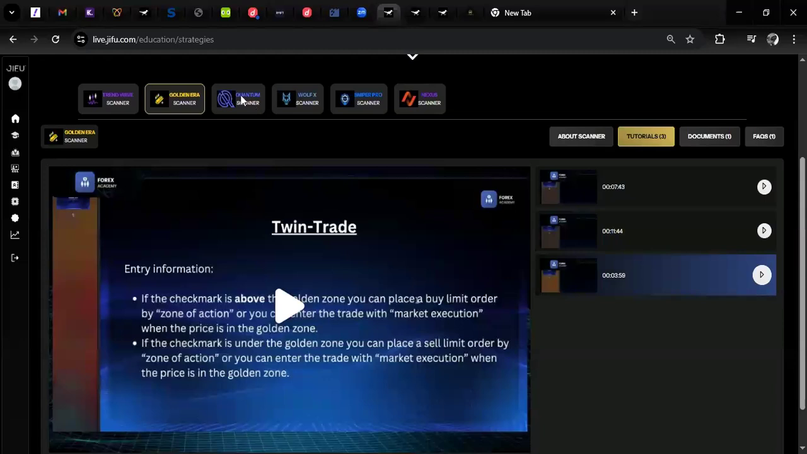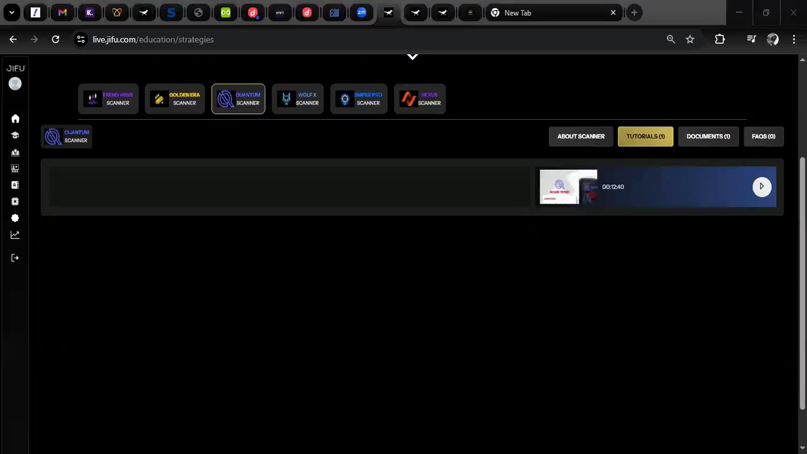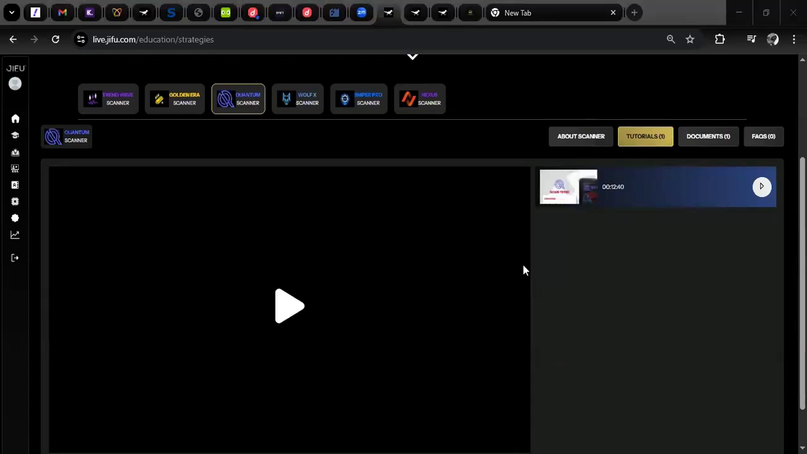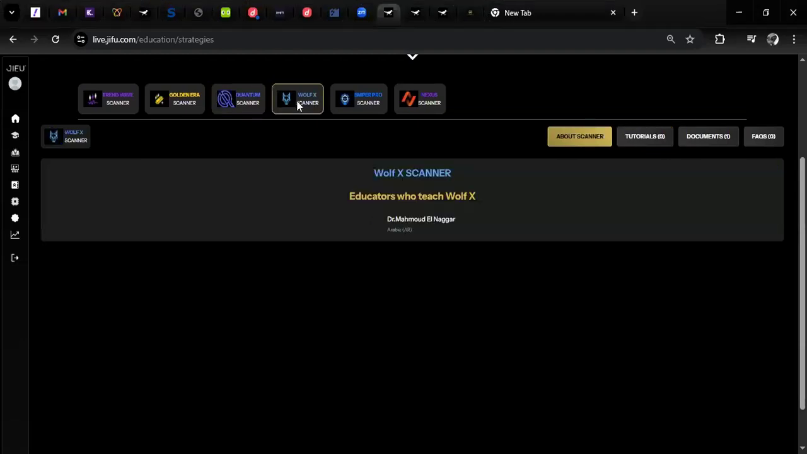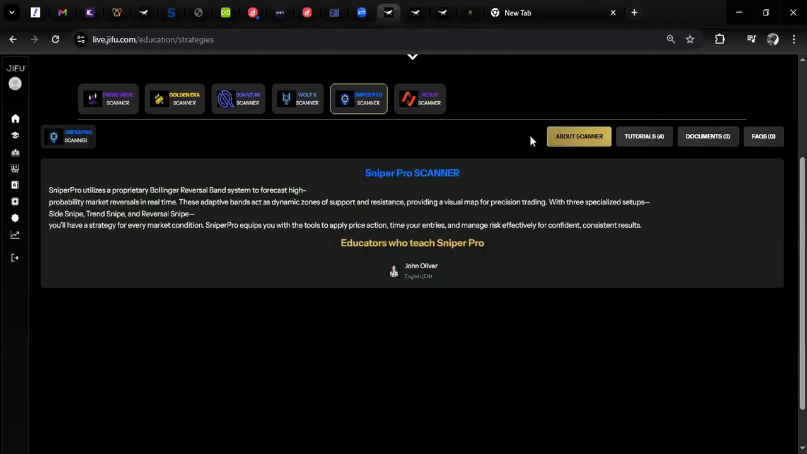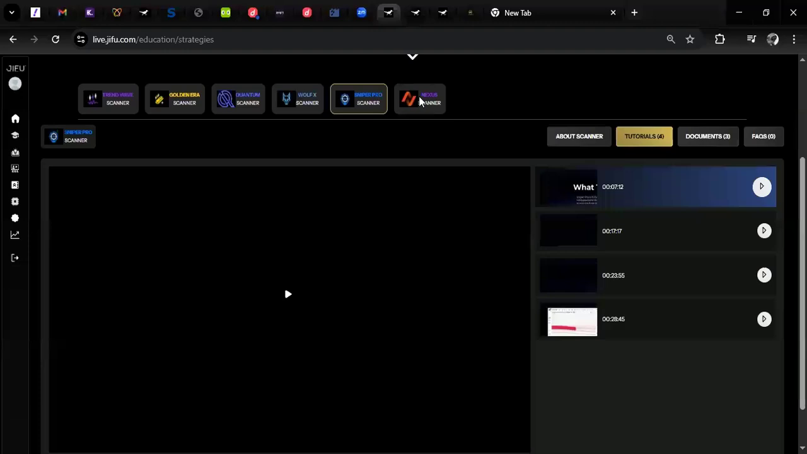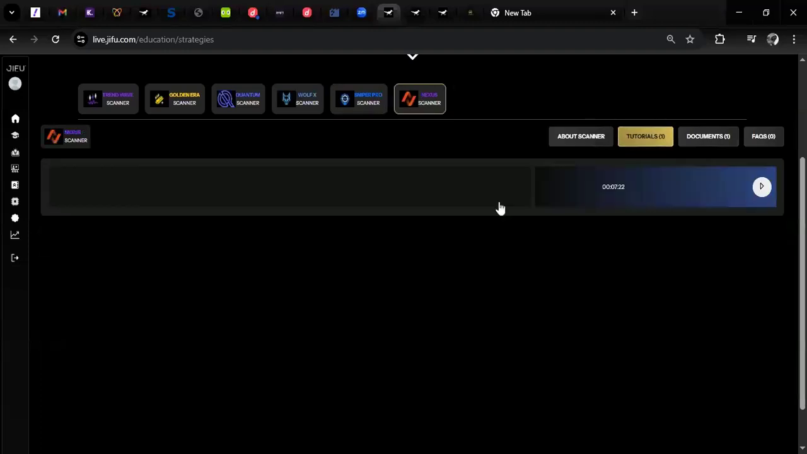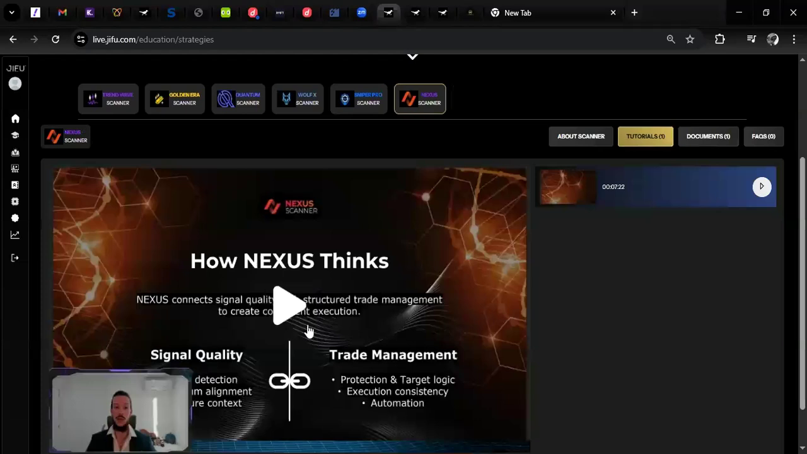Yes. Also, the Quantum scanner, guys. You can just see all of these videos and then decide which scanner works best for you. Decide what scanner you can work with. OBX does not have any tutorial. Sniper Pro has 4 tutorials, and this also has a tutorial video. All right, this is new, guys. This is a new scanner, so you want to see it.